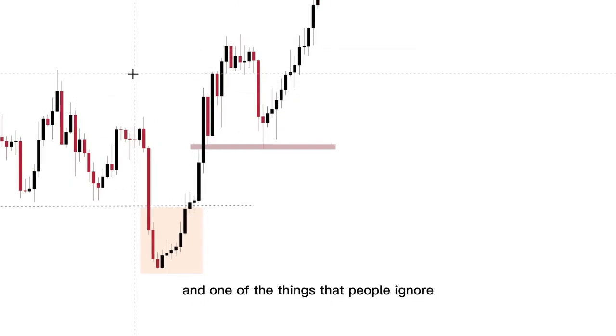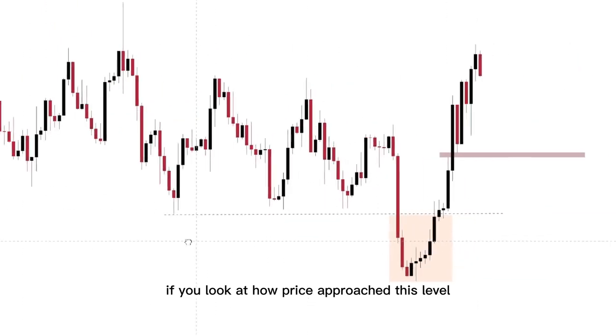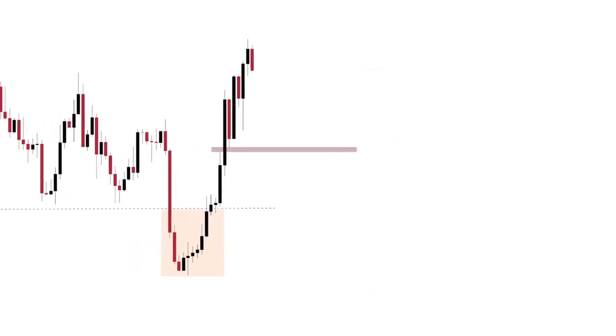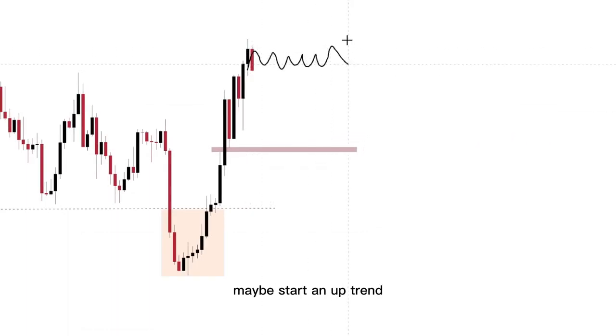And one of the things that people ignore is the approach. Again, if you look at how price approached this level, what you don't want to happen is you don't want price to spend too long trying to approach this level, consolidate, maybe start an uptrend, and then eventually come down. You would want a quick reaction, but not too quick.